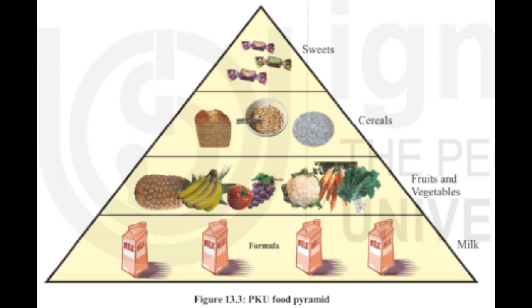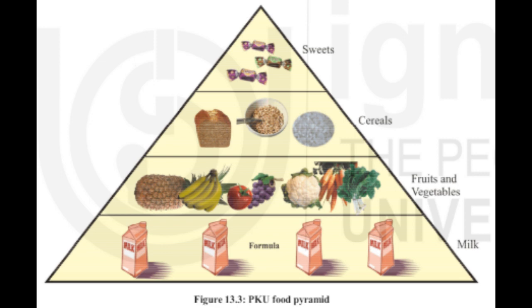People with PKU cannot break down phenylalanine into another amino acid, tyrosine. Phenylalanine then builds up in the bloodstream and causes brain damage, as you learnt earlier. To avoid this, a person can eat a healthy diet that includes a low phenylalanine formula, fruits, vegetables, sugars and other low-protein foods.